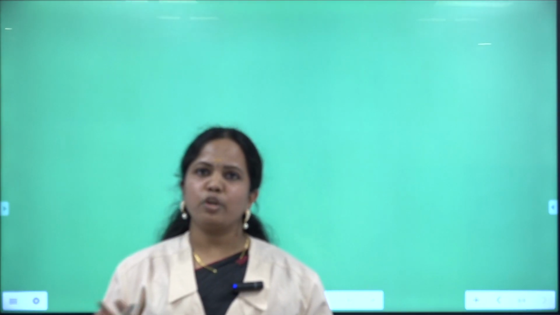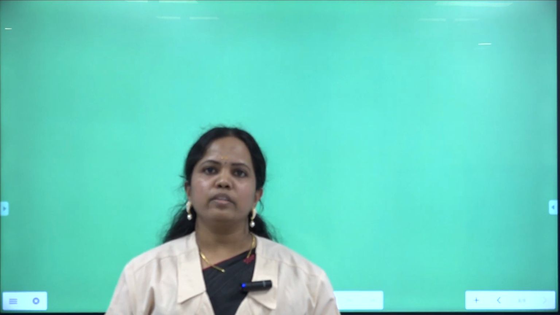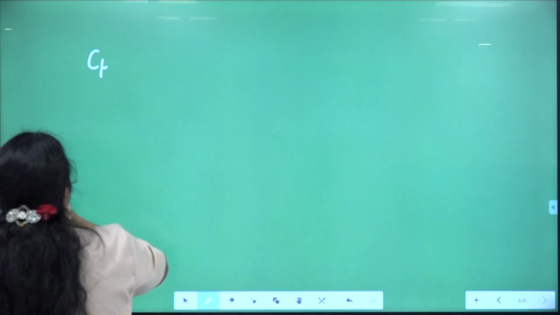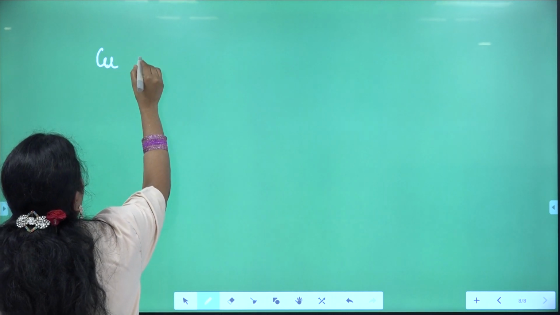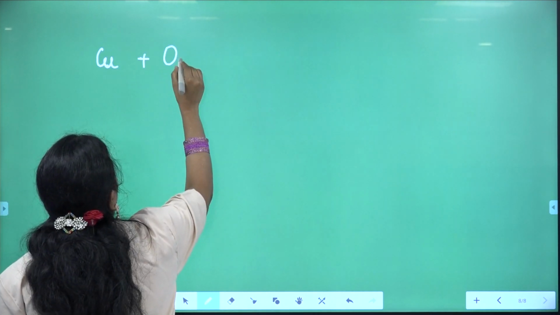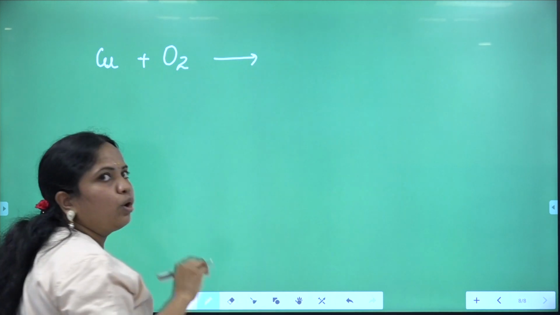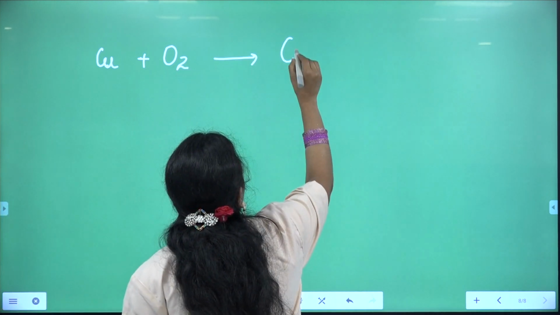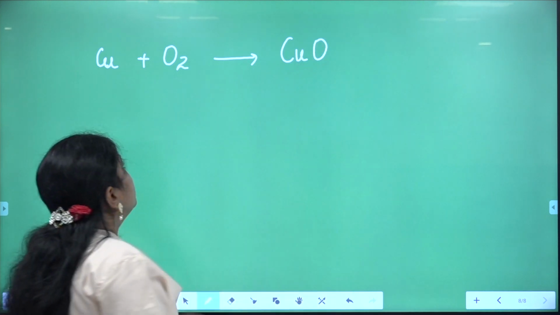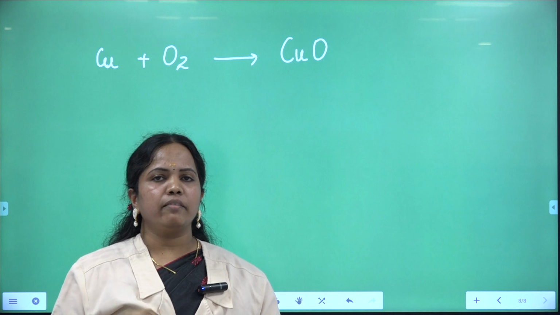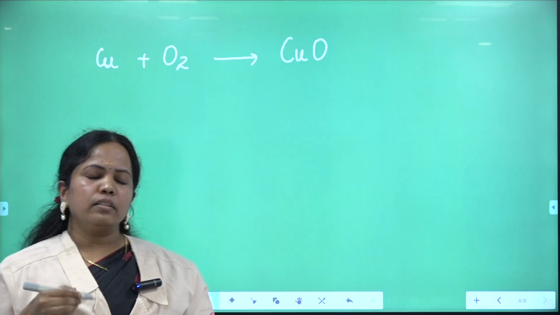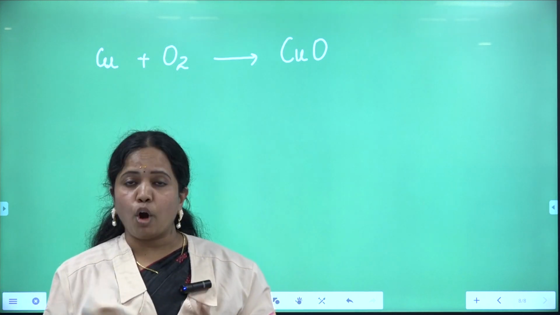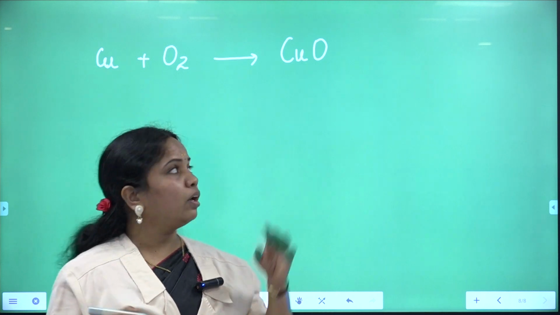So I hope you have enjoyed seeing the activity, children. Next we are going to discuss copper. Copper metal reacts with oxygen to form copper oxide. You know that in the reactivity series of metals we have discussed that copper comes under the least reactive metals, right? So copper combines with oxygen only when we heat strongly in air, and then it gives copper oxide.